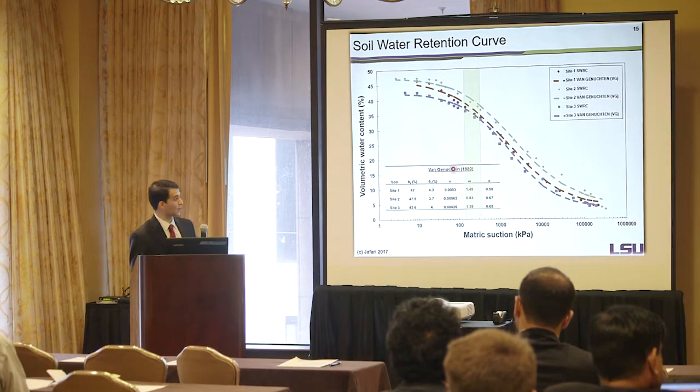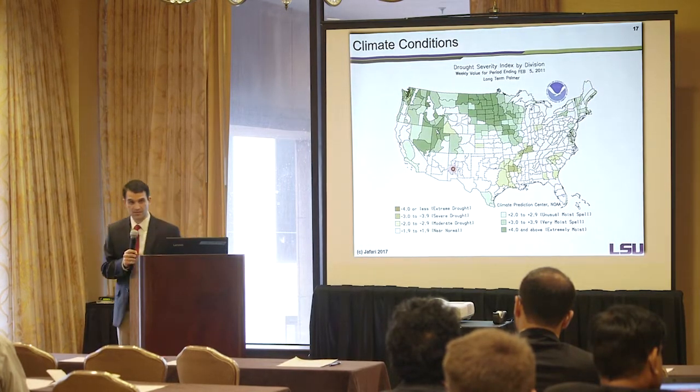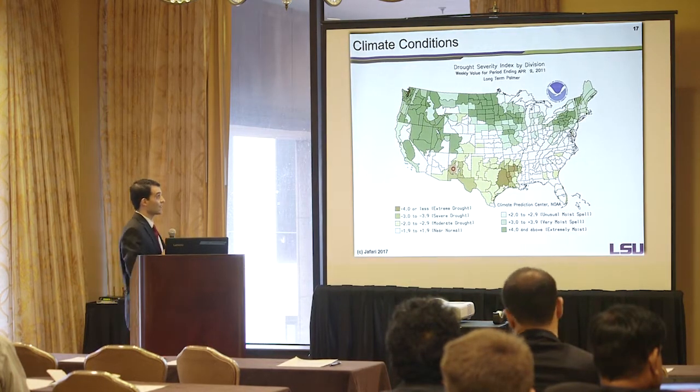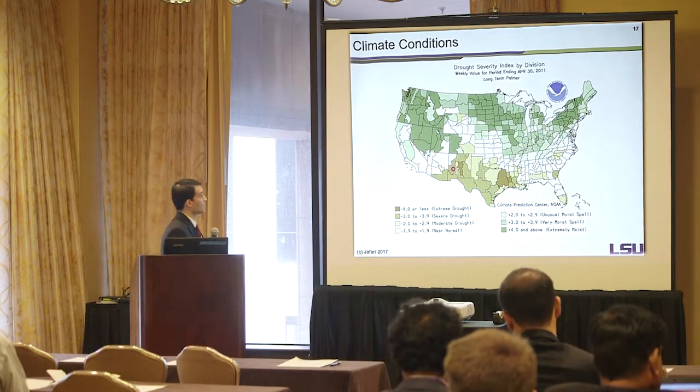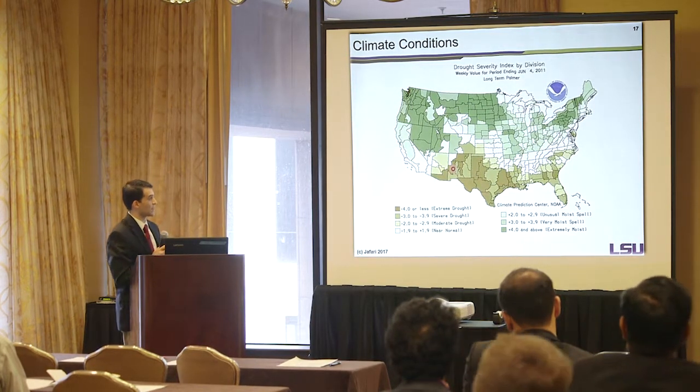And to get to whether we're going to be unsaturated or saturated, one of the key things that we're doing is actually incorporating the climatic events, extreme events. So here is a schematic of the drought severity index for the country. This was back in 2011.